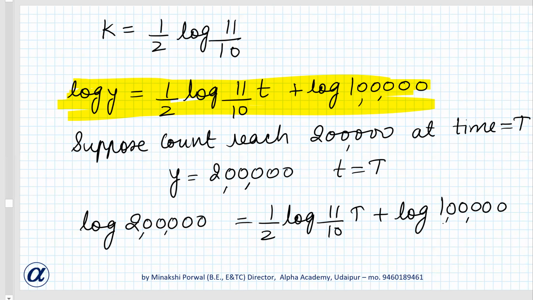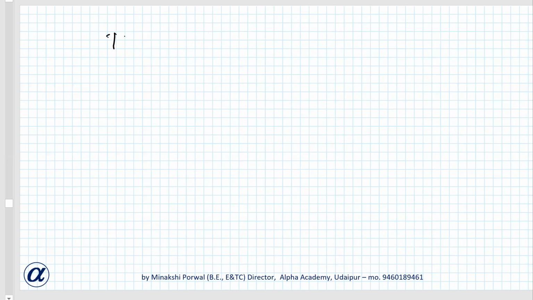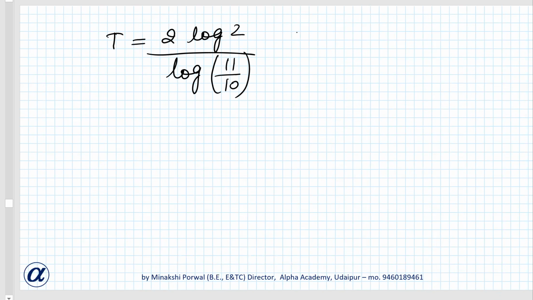So this will be equal to log of 2 lakh minus log of 1 lakh, so it will be log 2 only. That is equal to T/2 log of 11/10, or capital T can be written as 2 log 2 upon log of 11/10. This is the answer.